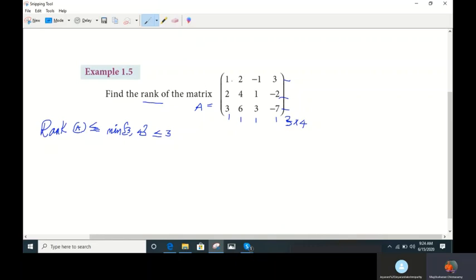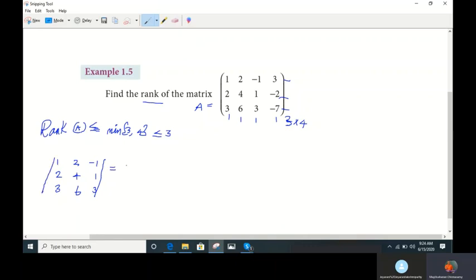Now take the first 3 columns alone and find the determinant. First 3 columns: 1, 2, 3. Next one, 2, 4, 6. Next one, -1, 1, 3. Only the first 3 columns I have taken. Find the determinant value. How to find the determinant value?